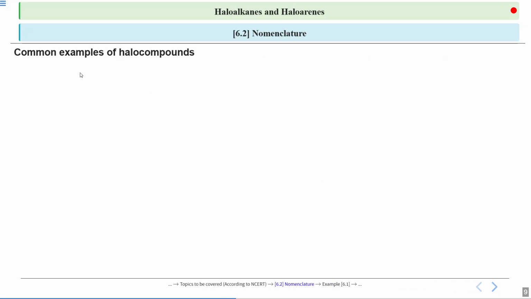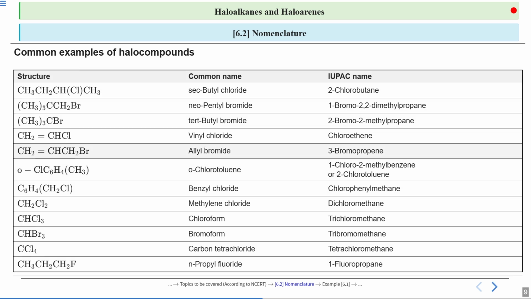Let's see the common examples of halo compounds. We have this table with three columns: first the structure, then the common name, and then the IUPAC name. The structure is CH3CH2CHClCH3. Its common name is secondary butyl chloride, and the IUPAC name is 2-chlorobutane. If you do the numbering, at the second position you have chlorine, so it is a secondary butyl chloride.